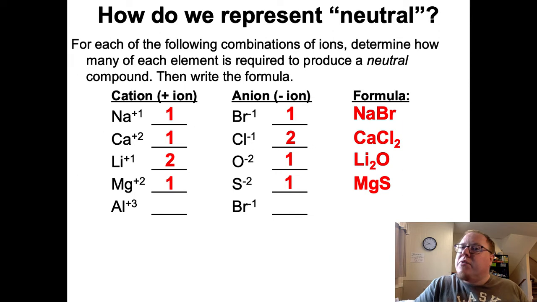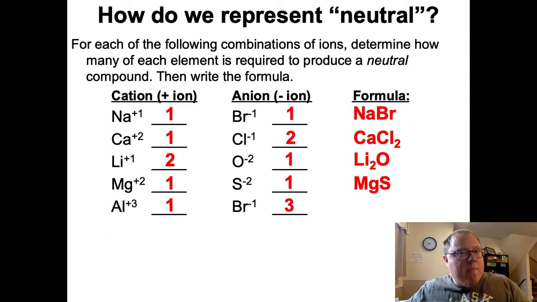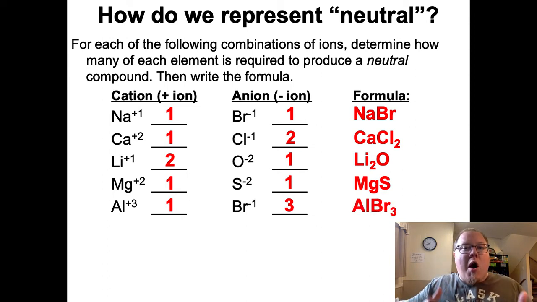Aluminum, positive 3. Bromine, negative 1. So in this case, we would have a 1-to-3 ratio. I would have more of the bromine. Okay, so aluminum, I'd have 1 of them. Bromine, I'd have 3 of them. So it would be AlBr3, right?